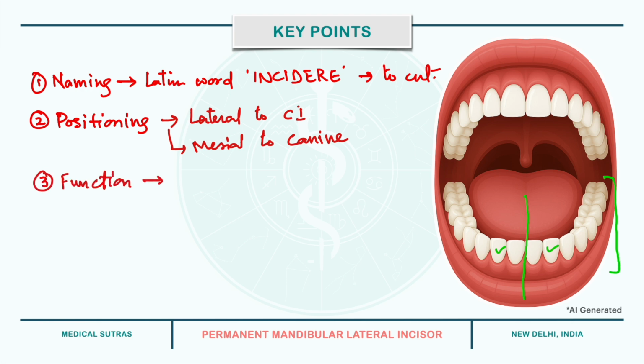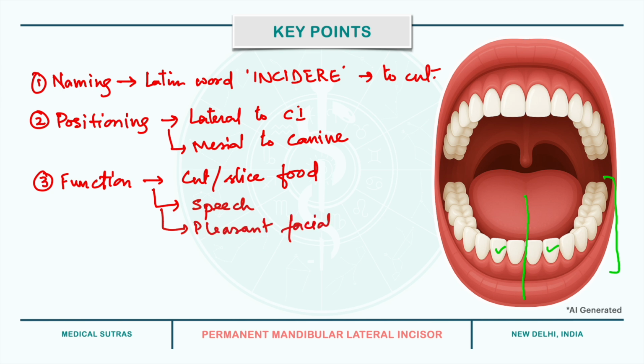The third point is the function. All the incisors, that is upper and lower central and lateral incisors, help to cut or slice the food into smaller chewable parts. They are also essential for speech, that is proper pronunciation of words, and help in maintaining a pleasant facial profile.